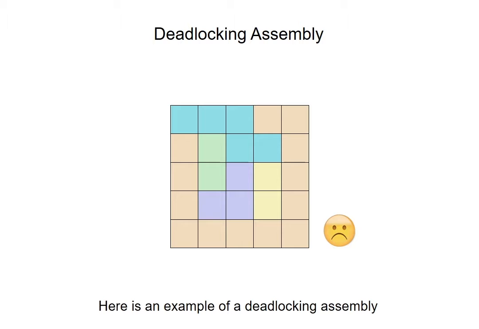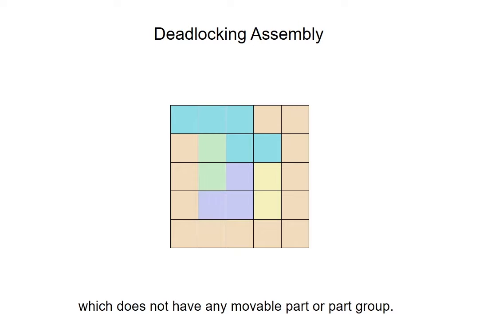Here is an example of a deadlocking assembly, which does not have any movable part or part group. Thus, it cannot be physically assembled.